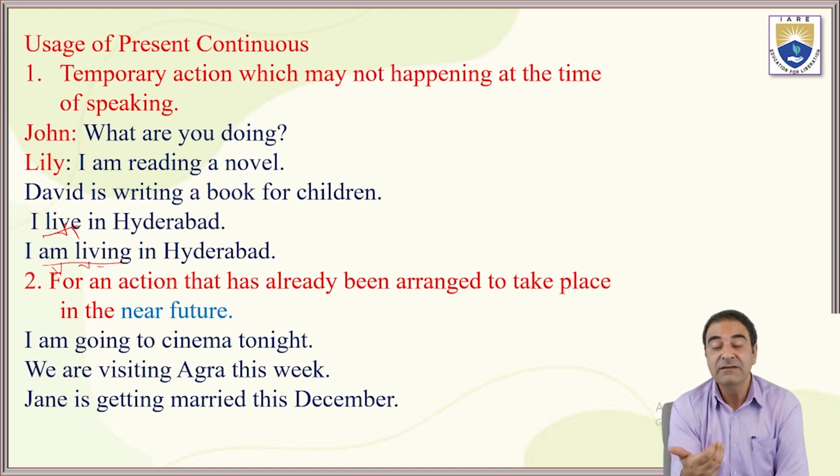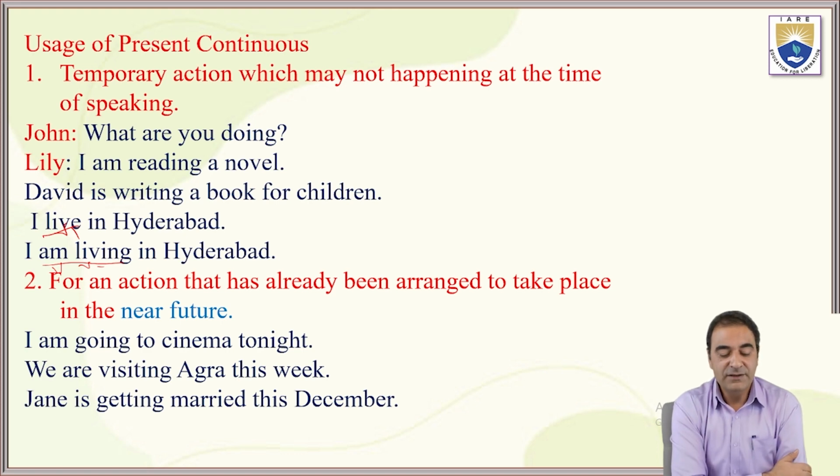When I say I live in Hyderabad, it's in simple present tense. It shows something which is permanent. That means I am the permanent resident of Hyderabad. That means I was born and brought up in Hyderabad, and it shows permanence. Now look at the second sentence. I'm living in Hyderabad. That means I'm not born in Hyderabad. Actually, I'm temporarily living in Hyderabad.